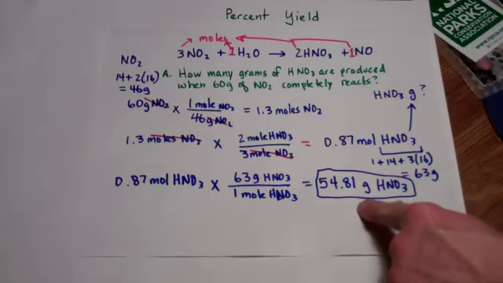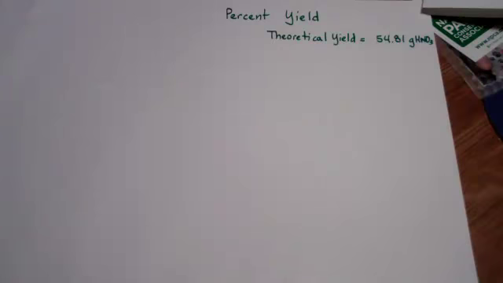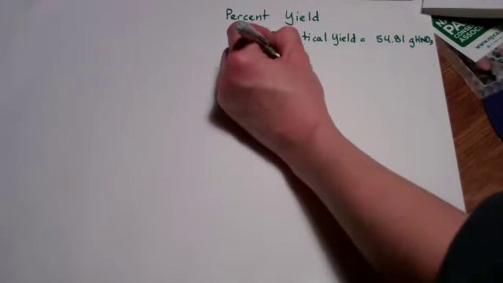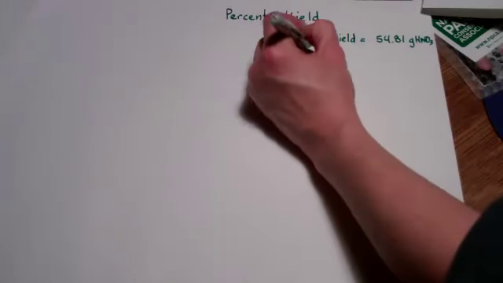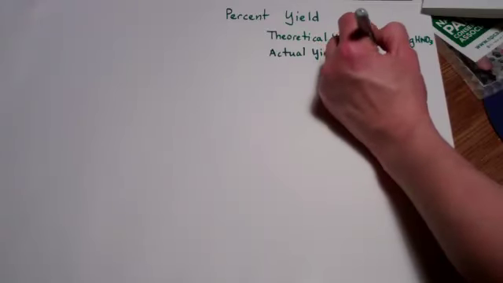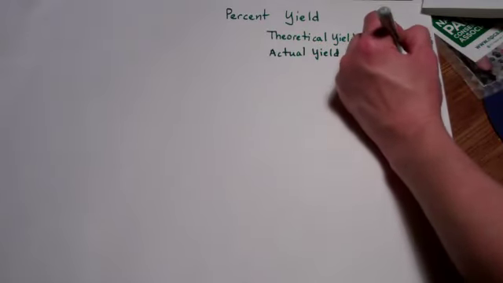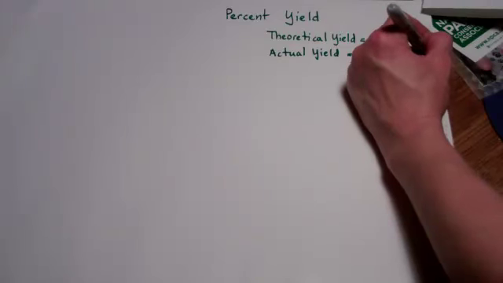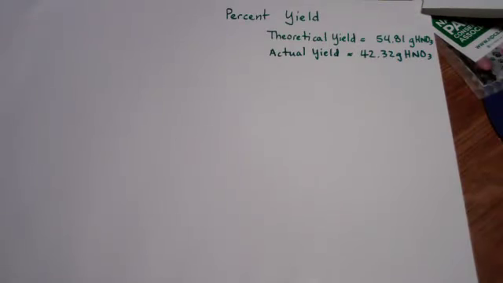So that is our theoretical yield. For that particular reaction, our theoretical yield is 54.81 grams of our nitric acid. But what if we actually did that experiment, went to the balance, weighed it, and we didn't get that much out? When we weighed it, we found that we only got 42.32 grams of HNO3. So we were kind of disappointed, because we were expecting 54 and we only got 42.